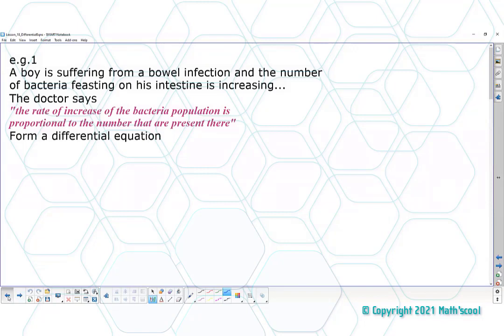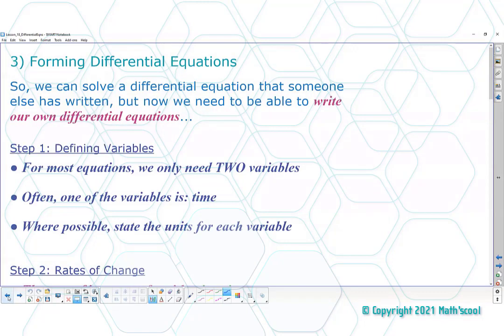So we're moving on to forming differential equations. I'm going to hand out some sheets so that you don't have to worry about writing it down.